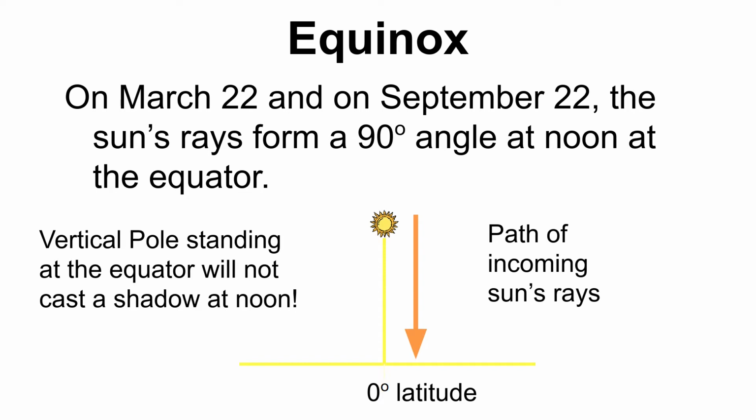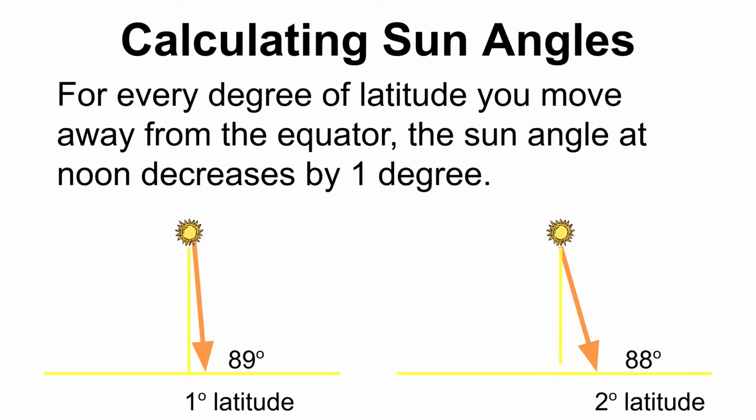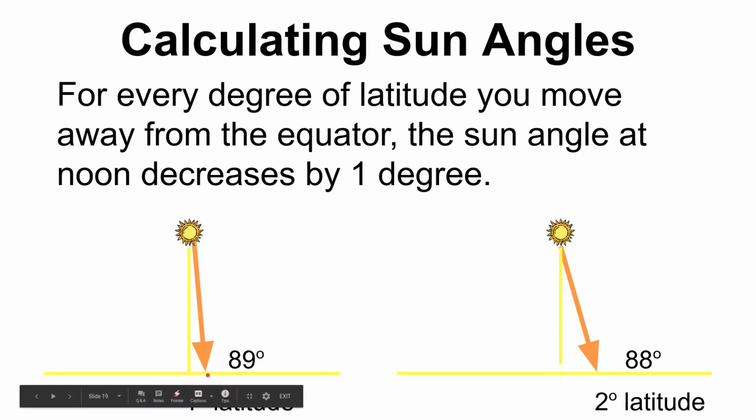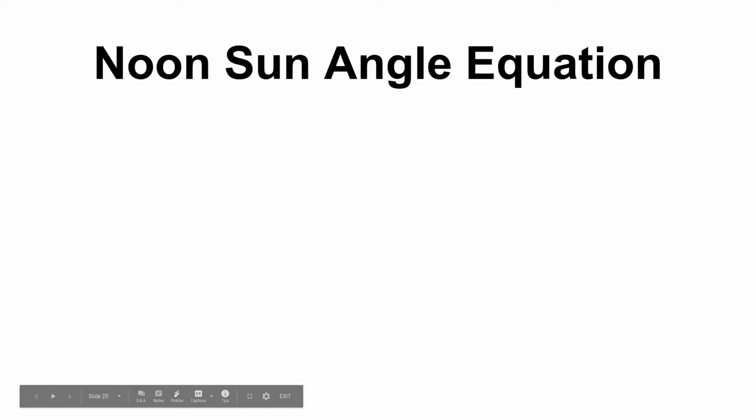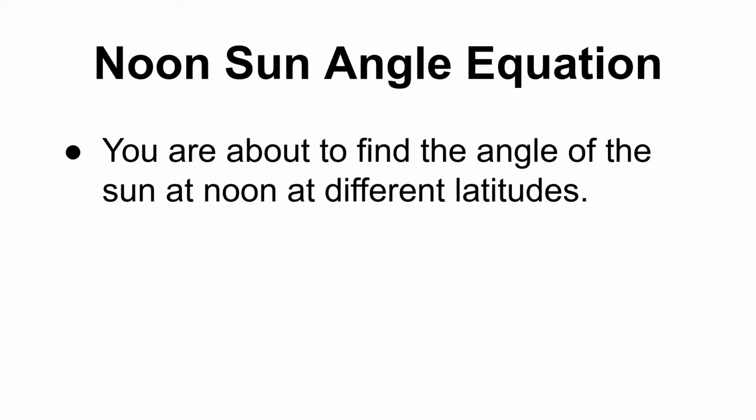But what if you're not exactly at the spot where the subsolar point is? For every degree you are away from the subsolar point, the sun is that many degrees off of vertical. If you were 1 degree away, the sun would be 1 degree off of vertical. If you were at 2 degrees latitude, the sun would be 2 degrees off of vertical, so the angle of the sun to the horizon would be an 88-degree angle. So we're going to find the angle of the sun at noon at different latitudes.